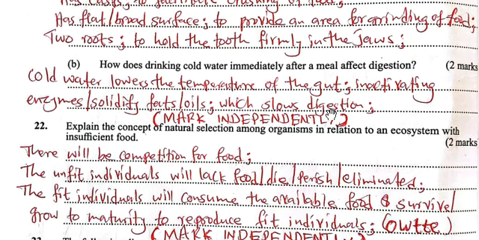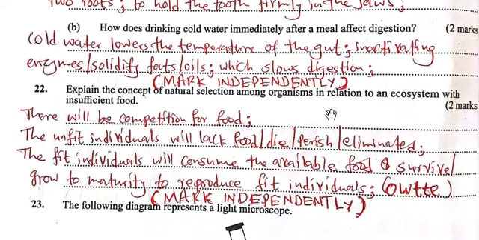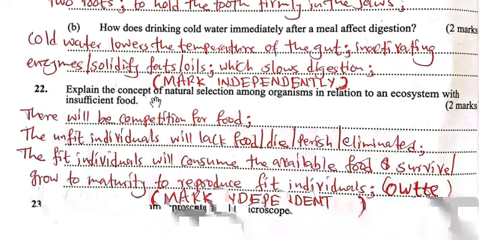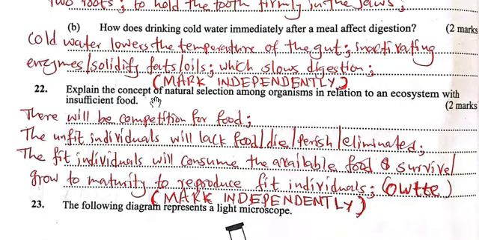Part B, how does drinking cold water immediately after a meal affect digestion? Cold water lowers the temperature of the gut, and this inactivates enzymes, or it can solidify fats or oils, which eventually slows digestion.